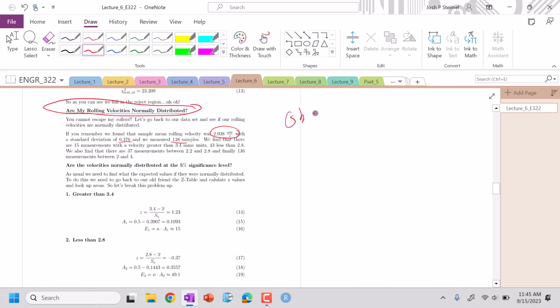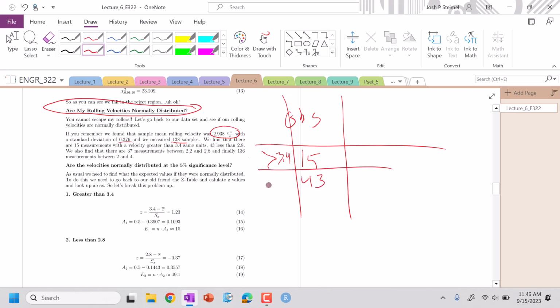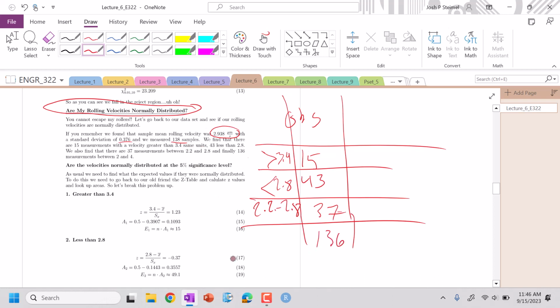We observe that between there are 15 measurements greater than 3.4, and 43 less than 2.8. We find there are 50 measurements of velocity greater than 3.4, 43 less than 2.8. We find that there are 37 measurements between 2.2 and 2.8, and finally 136 measurements between 2 and 4.